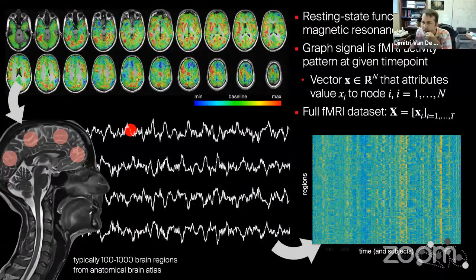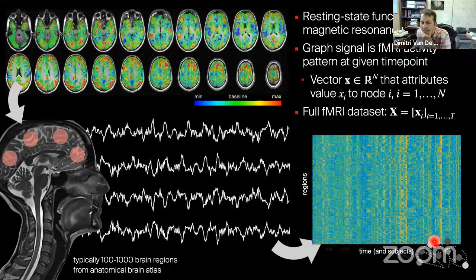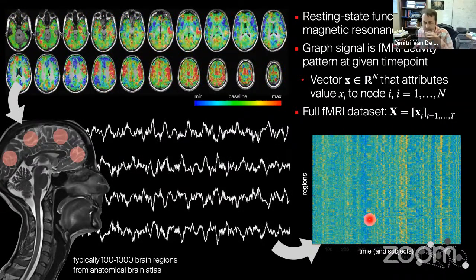BOLD signal. In other words, the full data set will now be a matrix X, where the number of rows is the number of regions and the number of columns is the number of time points, which can also contain subjects if you concatenate them, for instance. So a graph signal will be a column out of this matrix, which is a vector of length n.